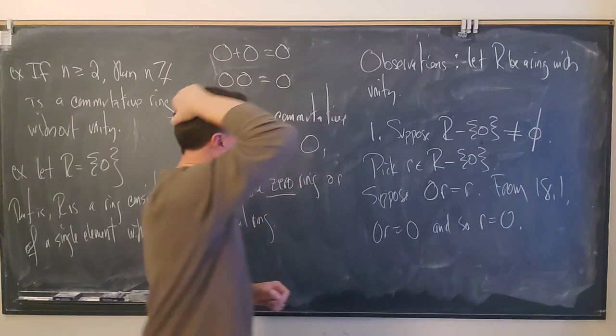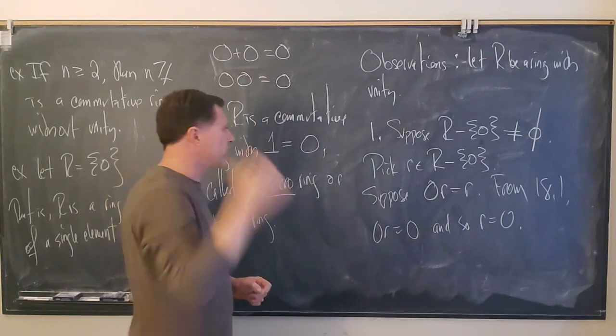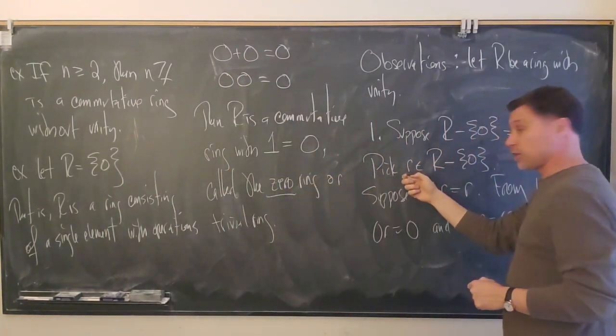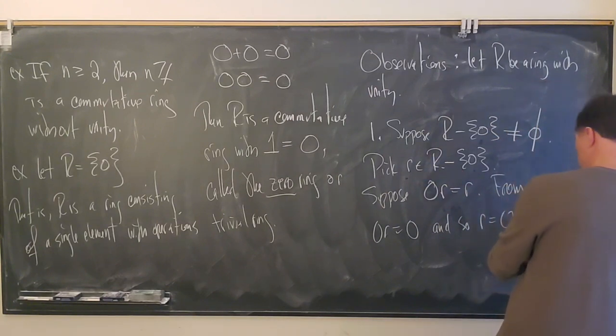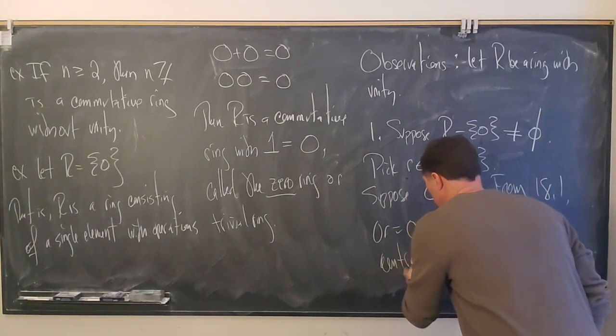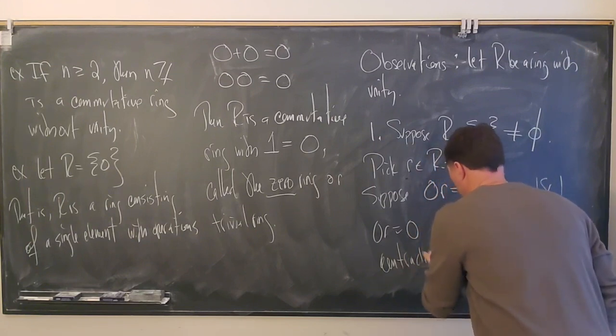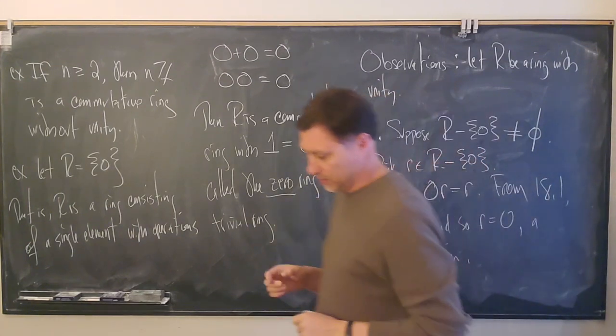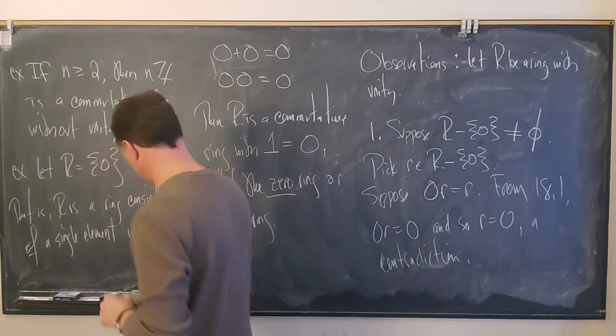But wait a minute. We just said that r is not equal to 0, right? We picked it in here, so this is a contradiction. And so what that tells us, all right, so let's write down a conclusion.